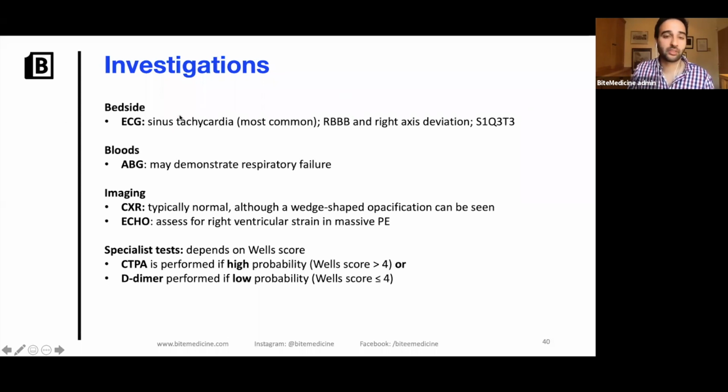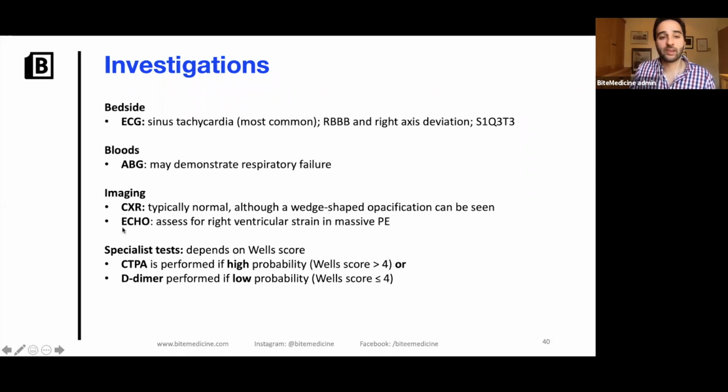But the most important thing is, sinus tachycardia is the most common, but the thing that often comes up in exams and your consultant might ask you about is S1Q3T3, which is more specific to pulmonary embolism, but is actually very rare in clinical practice. Bloods you'd consider: ABG may demonstrate respiratory failure. Imaging: chest x-ray is usually normal, but is often going to be your first line investigation. If you're requesting a CTPA, which is a CT pulmonary angiogram, often radiologists will ask for a chest x-ray first anyway, so usually that's your first investigation, but it's not really going to be diagnostic.